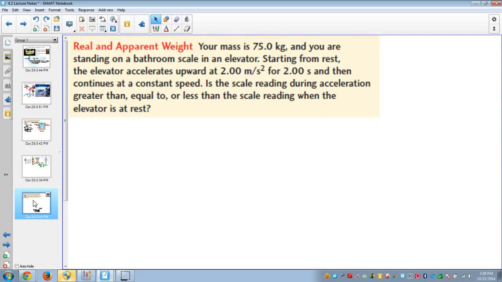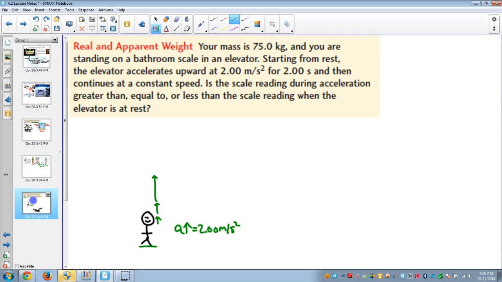So here, I've got an example problem where I've got you, and you are 75 kilograms. And you're standing on a bathroom scale. And you are accelerating up at 2.0 meters per second squared. So here I am accelerating. And then I move at a constant speed where my acceleration is 0 for some unknown time. I know that the time in the first point is 2 seconds. Okay, and then I continue at constant speed.